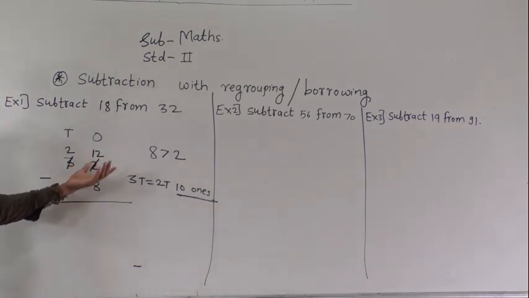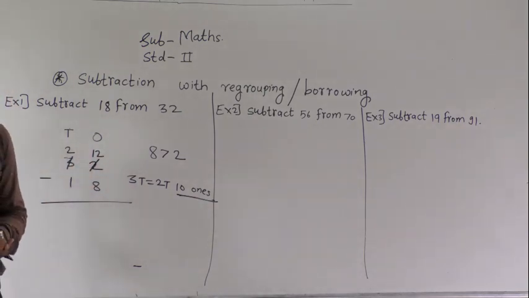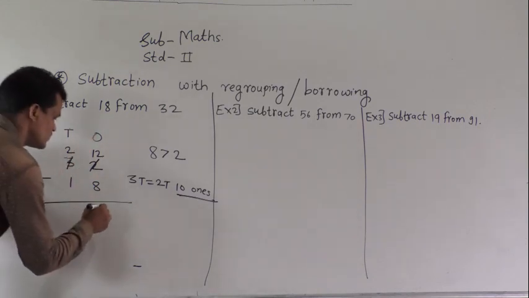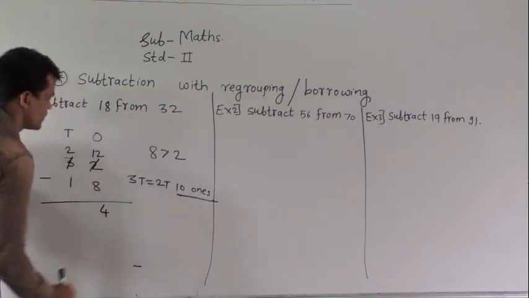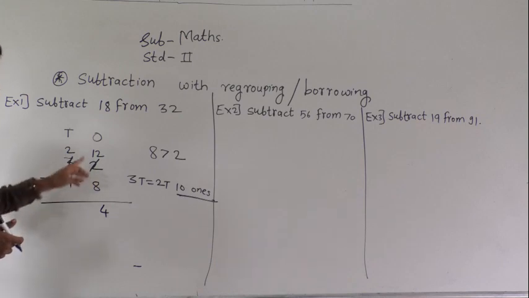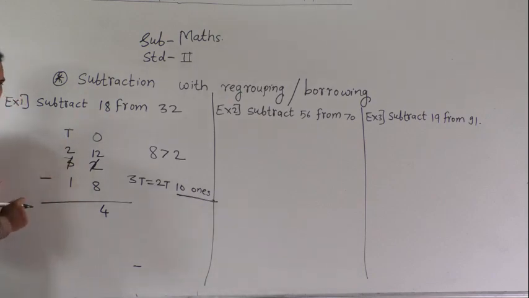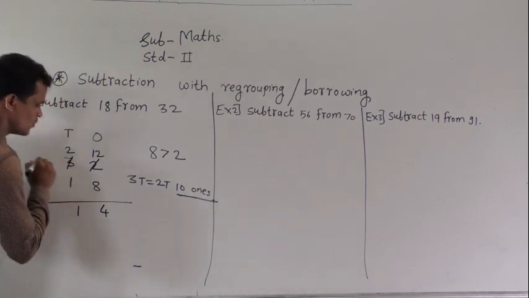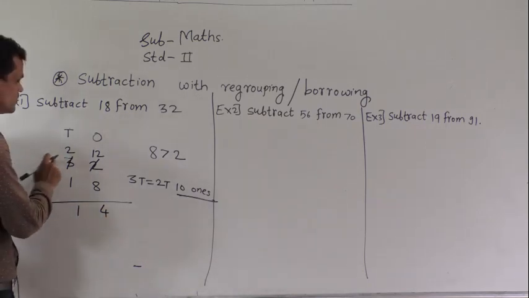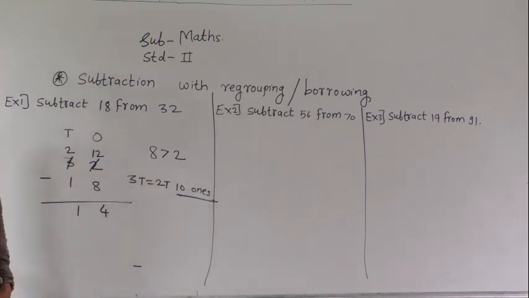Now 12 minus 8, it is possible. 12 minus 8 is equal to 4. By using backward counting you will get this. Then 2 minus 1 is equal to 1. So 14 is the difference between 32 and 18. This is the example of borrowing.